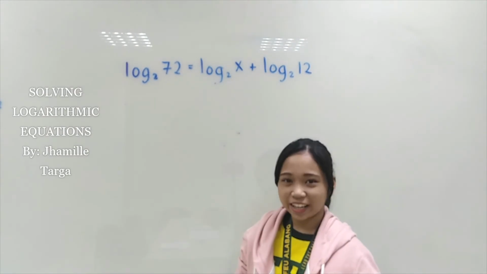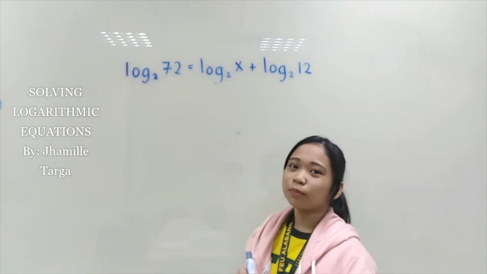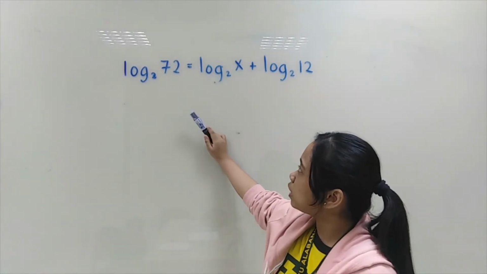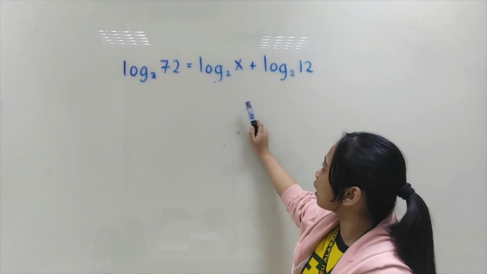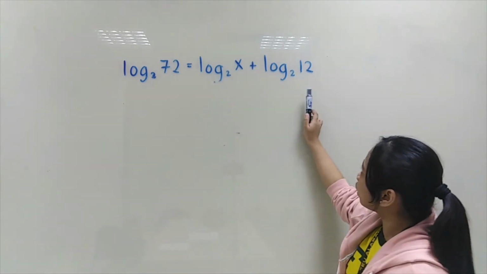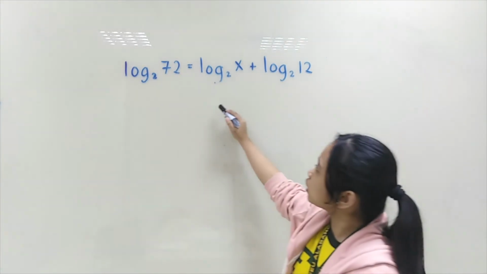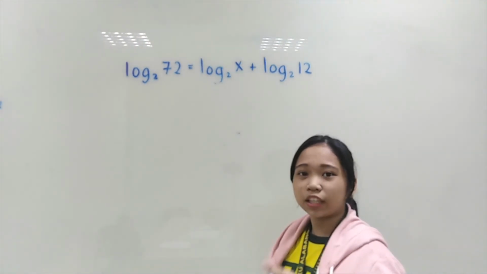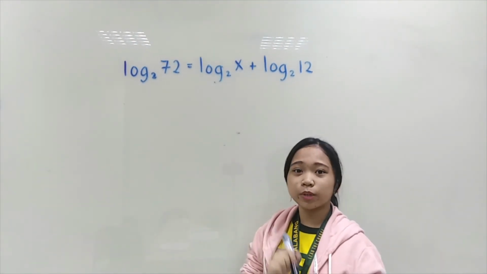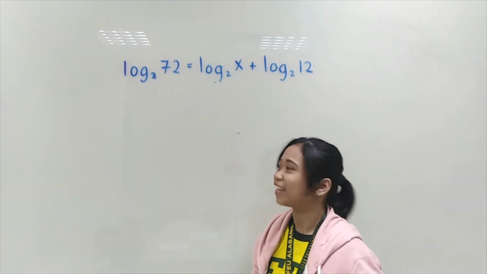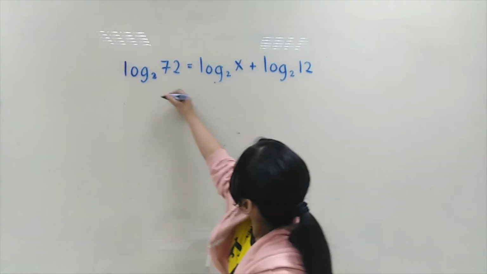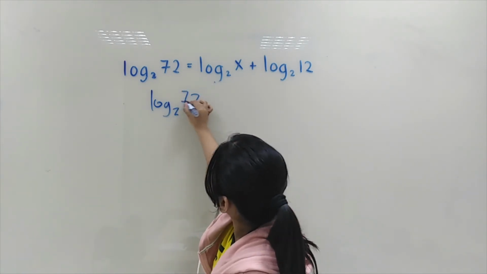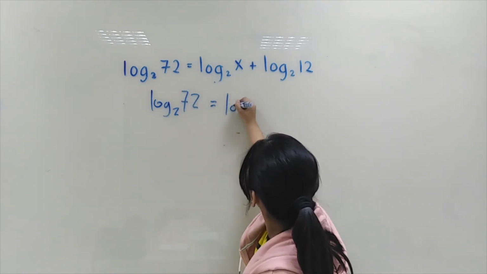This is our first example for solving logarithmic equations. Let's have log 72 base 2 is equal to log x base 2 plus log 12 base 2. As you can see, they have the same bases, so let's apply the product rule, which was stated by Miss Irene Bonavente.